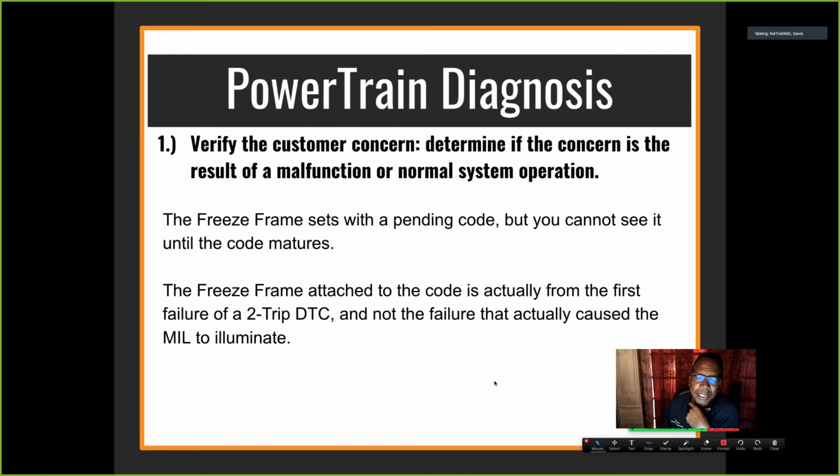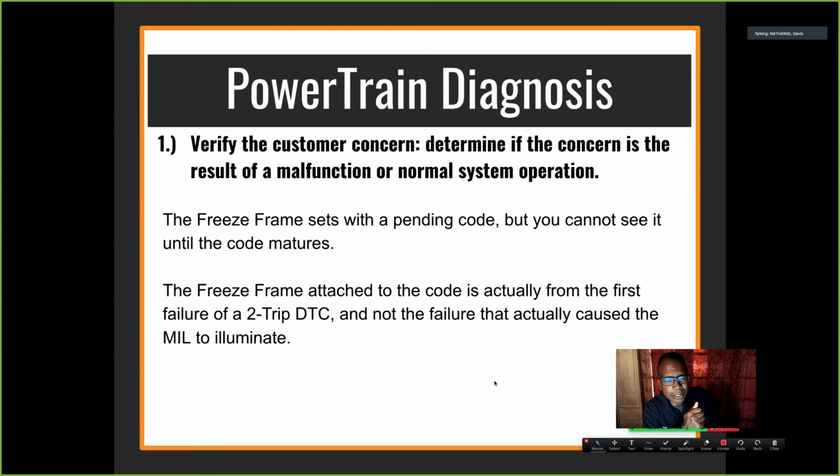And a freeze frame sets with a pending code, but you cannot see it until the code matures. The freeze frame attached to the code is actually from the first failure. That gets people confused sometimes. The freeze frame does not show up until the DTC or check engine light is up, and the check engine light comes on. But the freeze frame you're looking at is from the first time it failed.